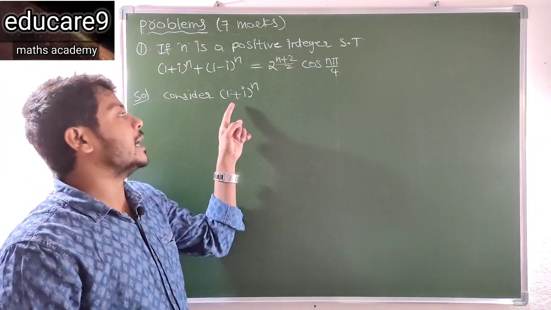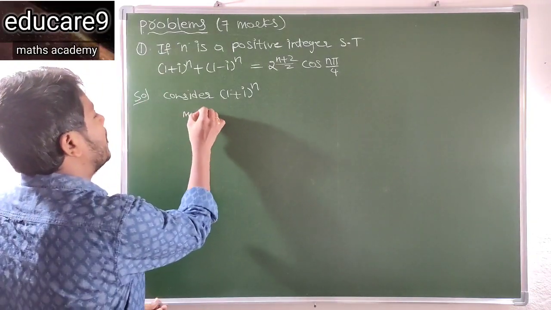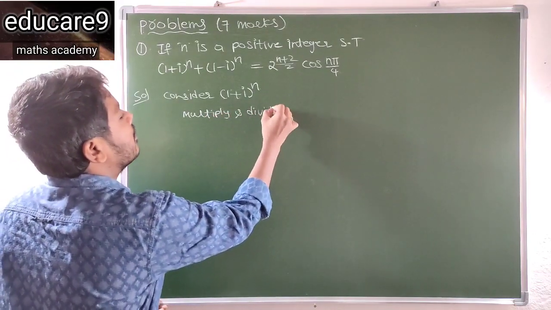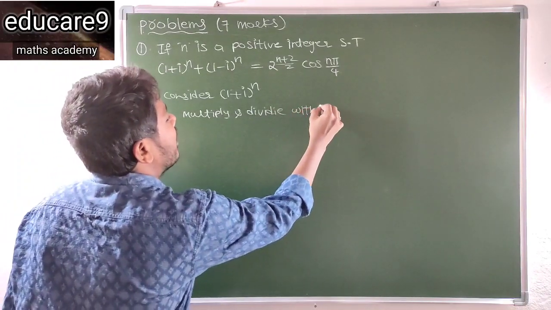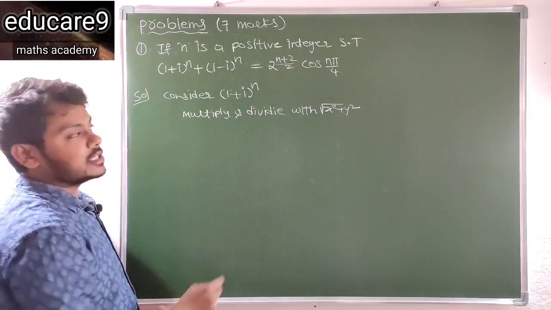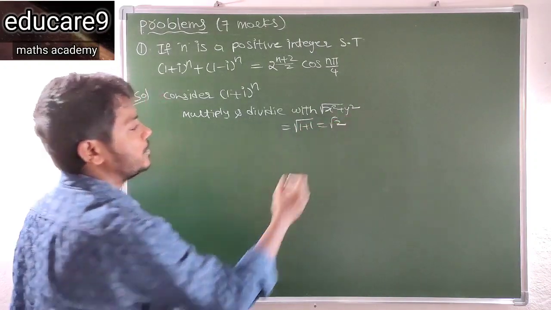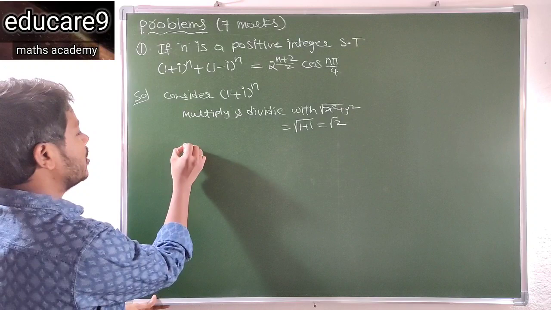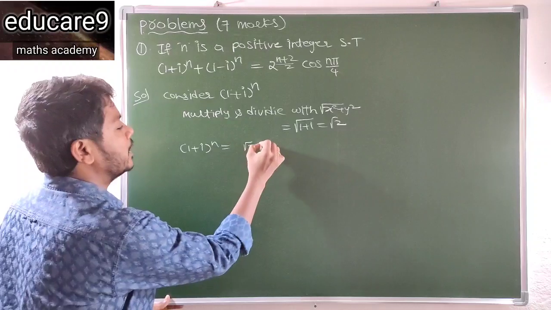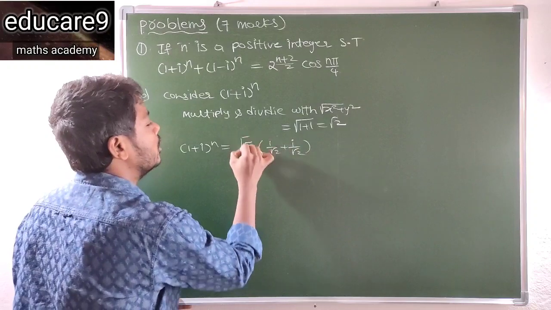So here we have to multiply and divide with the square root of x squared plus y squared. Clearly x is equal to 1, y is equal to 1, that is the square root of 1 plus 1, you will get root 2. Therefore (1 + i)^n can be written as root 2 into (1/root 2 + i/root 2) whole to the power of n.